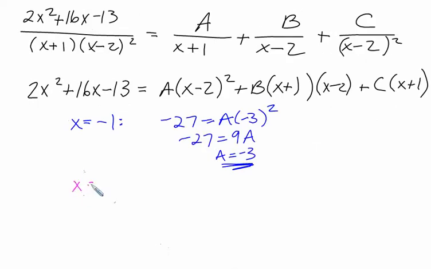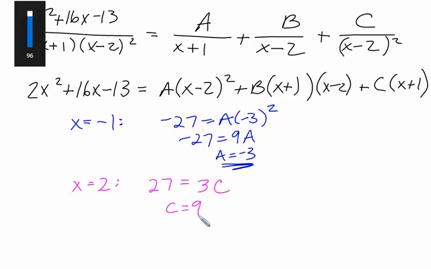Another value of x that's nice is x equals 2. So we'll plug 2 in on the left. 2 times 4 plus 16 times 2 minus 13 is going to be 27 again. That's kind of interesting. The A is going to disappear. The B is going to disappear. And when we plug in 2 over here, we're going to get 3C. So when we work this out, 3C is equal to 27. C is equal to 9.